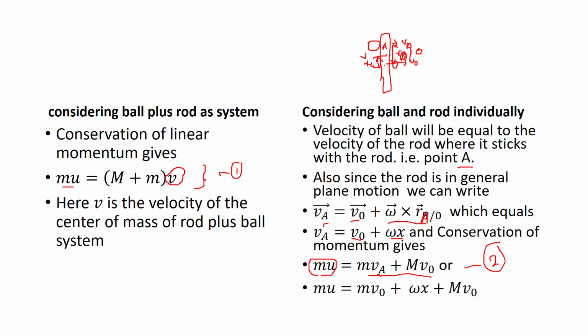Now substituting VA as V naught plus omega into x, mu equals MV naught plus M into omega into x. This total is the linear momentum of the ball, and this MV naught is the linear momentum of the rod. This rod is moving with velocity V naught. V naught is the velocity of the center of the rod.